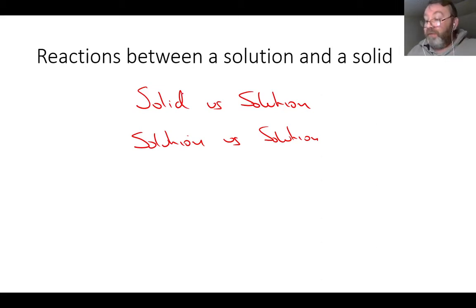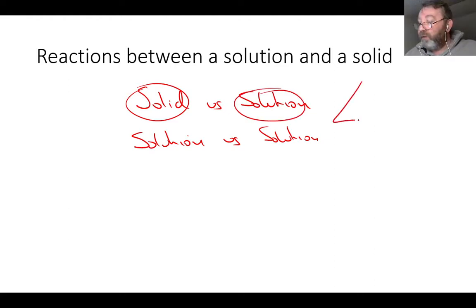Okay, so if they give you a solid, they might say 10.9 grams of this solid. You turn that into moles. Or instead, they might say a certain volume of a certain concentration. And you already know from your triangle that moles is equal to concentration times volume. So therefore you can work out the moles.